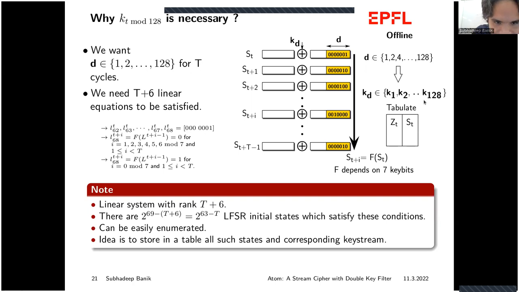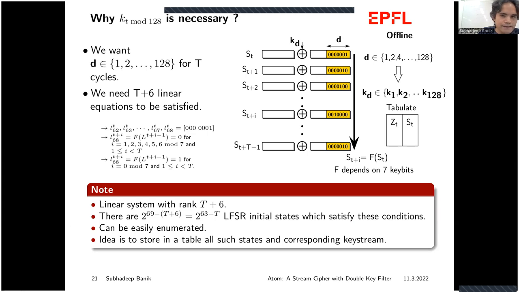Now, when this happens, just like in the TMD attack against Sprout, we can think of constructing a function that maps the internal state to the keystream vector that requires only 7 bits of key as input. Now, the idea is we store all these states and keystream bits in a table, and in the online stage, we look for the keystream and try to solve for the state and the key.